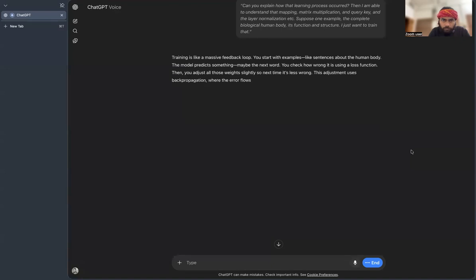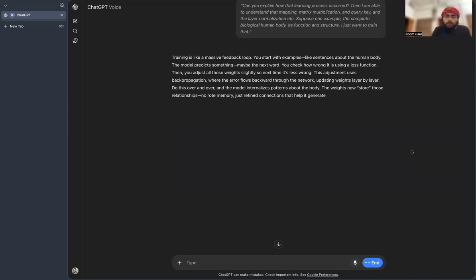This adjustment uses back propagation, where the error flows backward through the network, updating weights layer by layer. Do this over and over, and the model internalizes patterns about the body. The weights now store those relationships. No rote memory, just refined connections that help it generate sensible answers later.